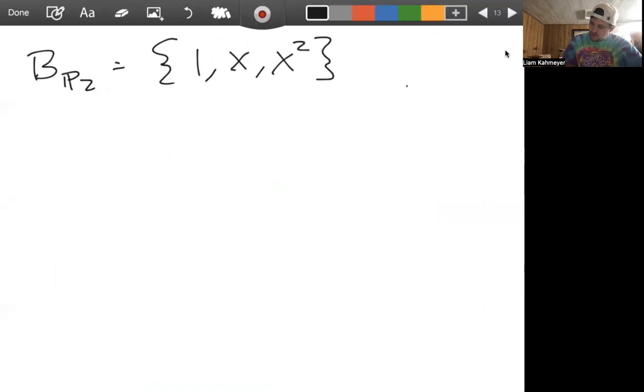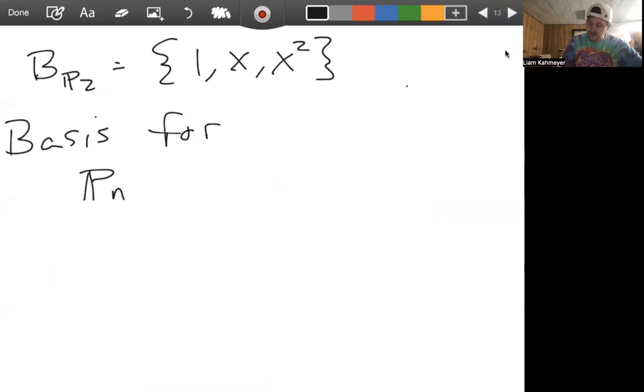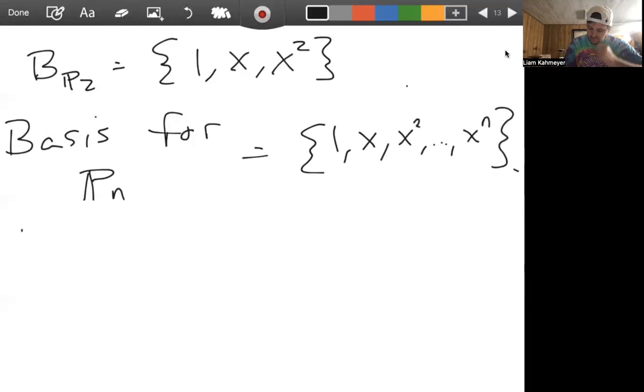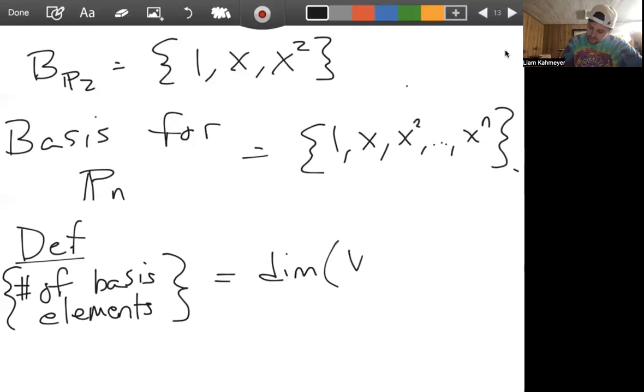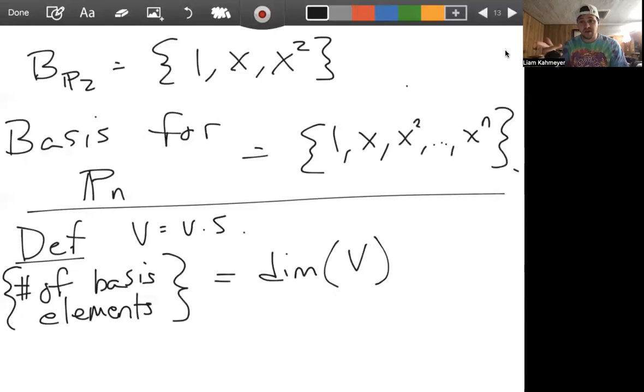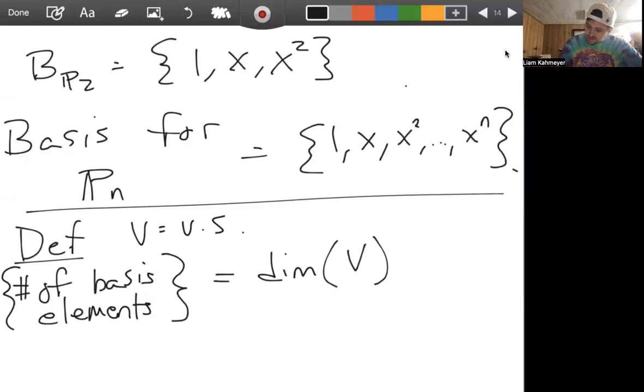So this means we could find a basis for Pn, for fixed finite n. The basis for Pn would be given by 1, x, x squared, all the way up to xn. And let's remember a definition really quickly. The number of basis elements is equal to the dimension of the vector space. So let V be a vector space here in this definition. Then the number of basis elements for some basis of V is equal to the dimension of V. And so what does this mean? Then the dimension of P2 is, right?